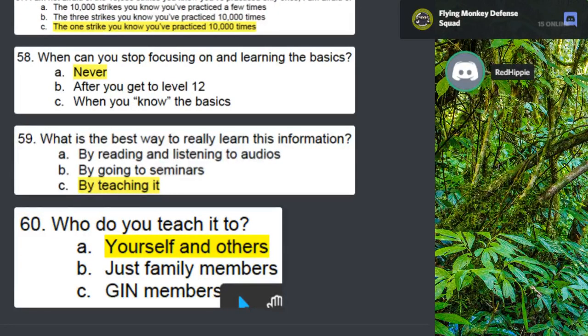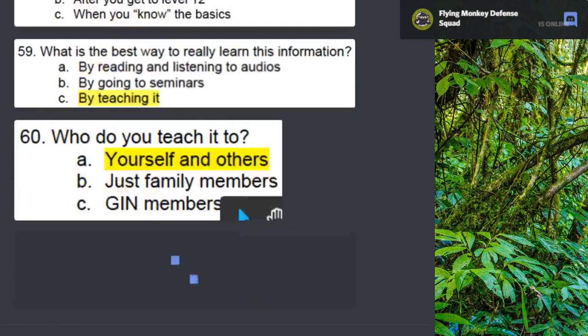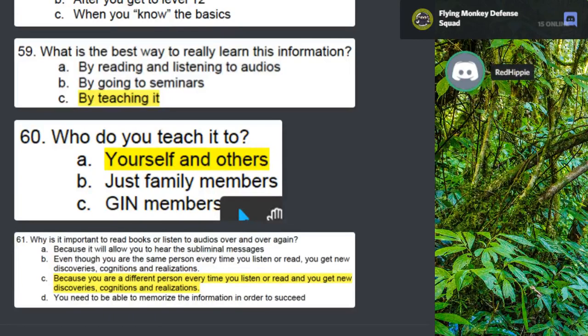Why is it important to read books or listen to audios over and over again? Your perspective changes. You'll grab more things out of it. Yes, 2 points. Because you are a different person every time you listen or read, and you get new discoveries, cognitions, and realizations.